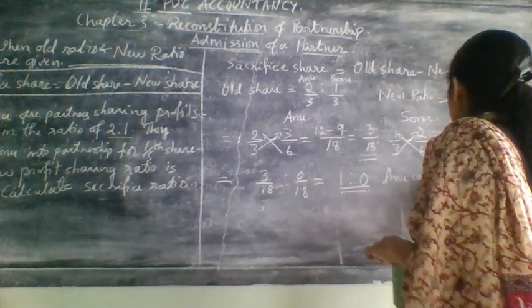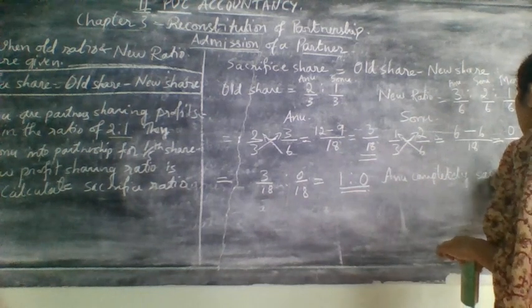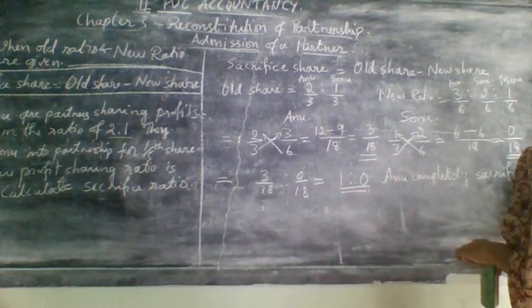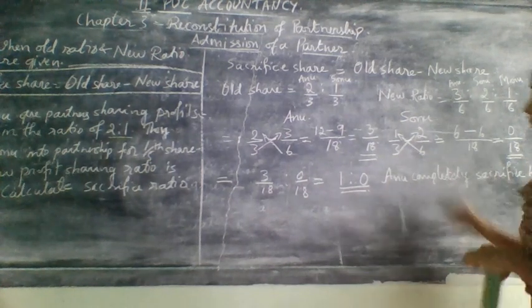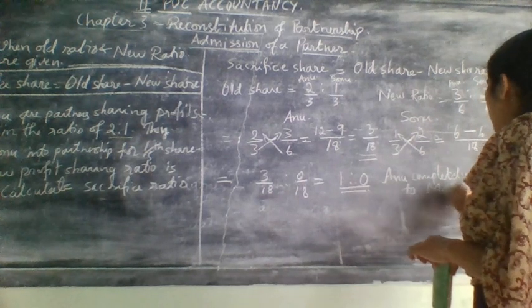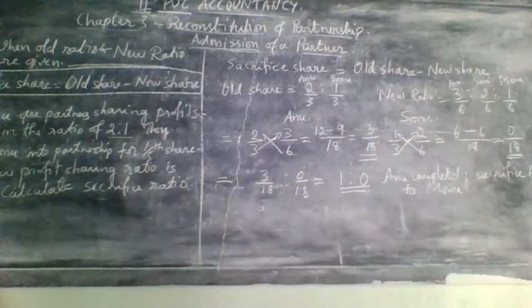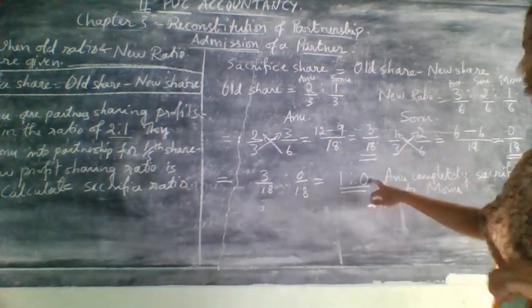Anu completely sacrifices his share to Monu. Who is not sacrificing in this case? Sonu is not sacrificing, because this came 0.